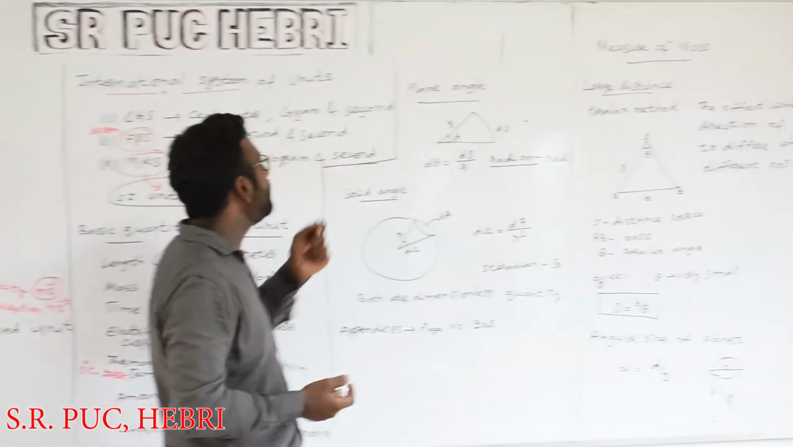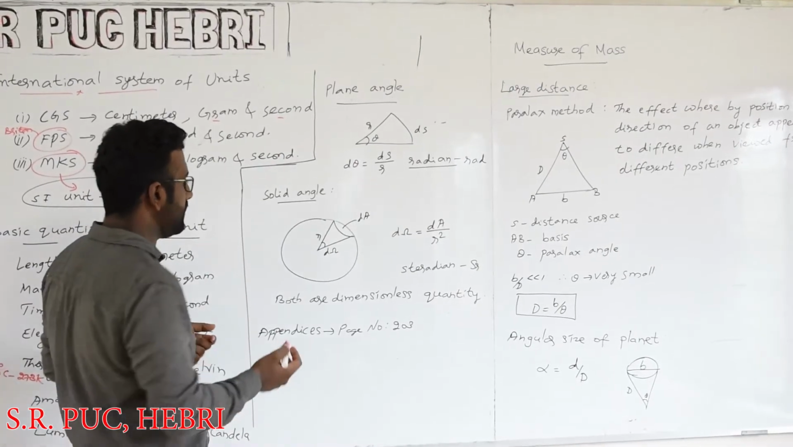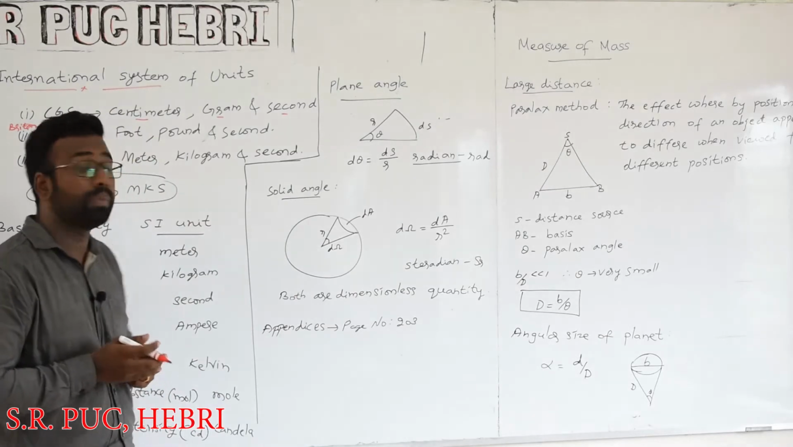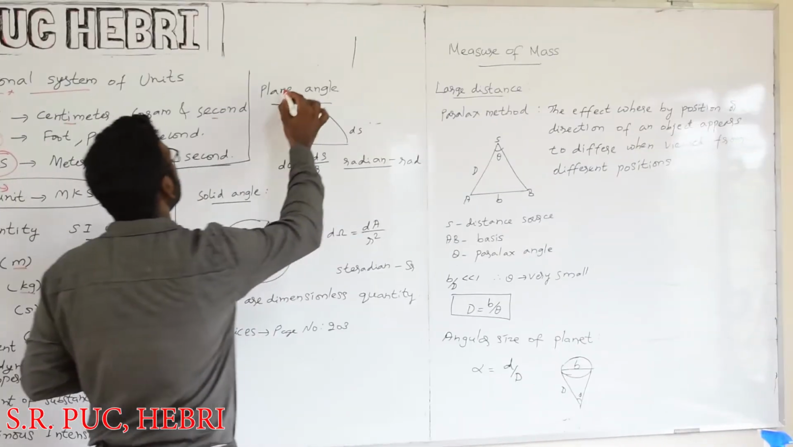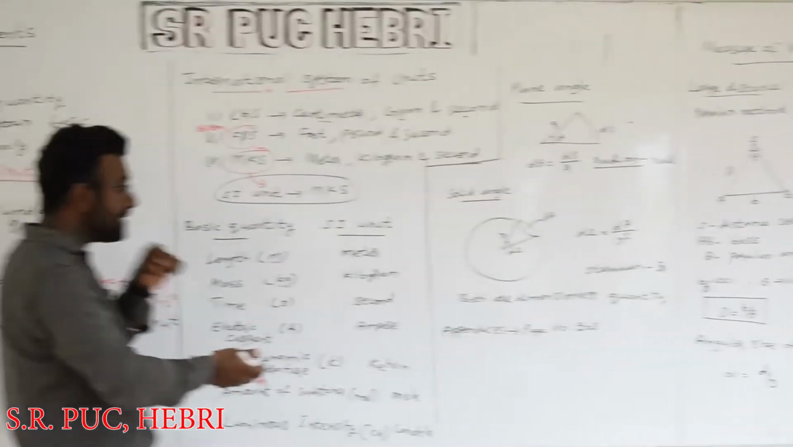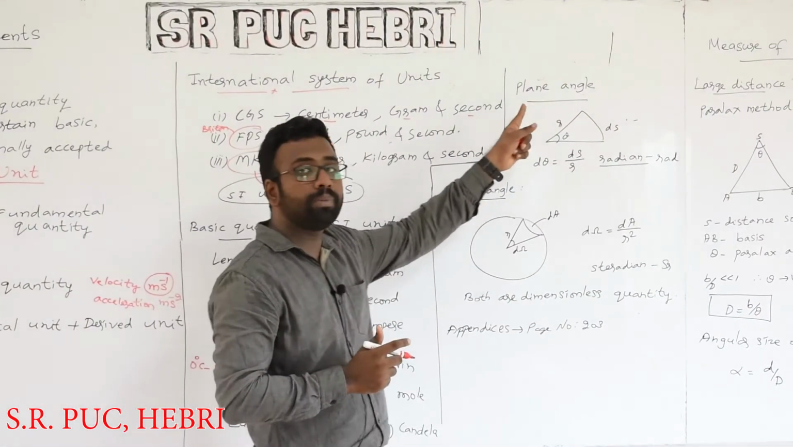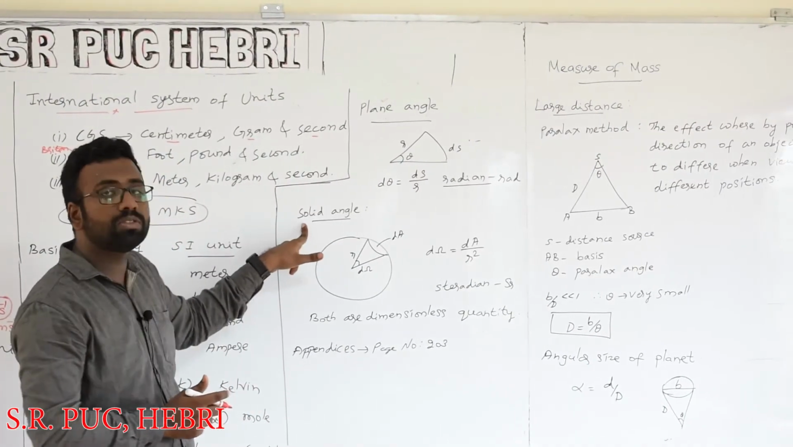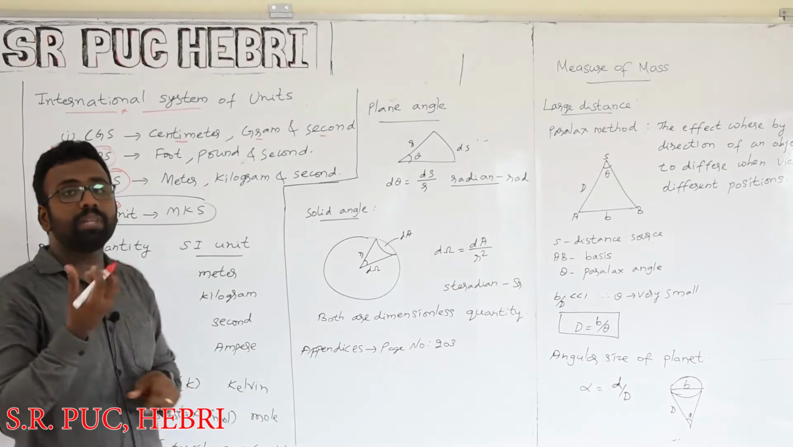We need to focus on some more quantities which are dimensionless. Dimensionless means they don't have any unit. The first one is the plane angle. We have not mentioned angle over here, right? That's the reason we have 2 more quantities: one is plane angle, another one is solid angle. These are the very basic things.